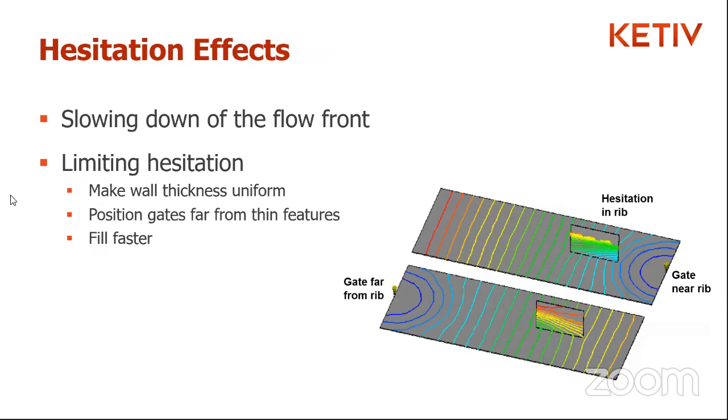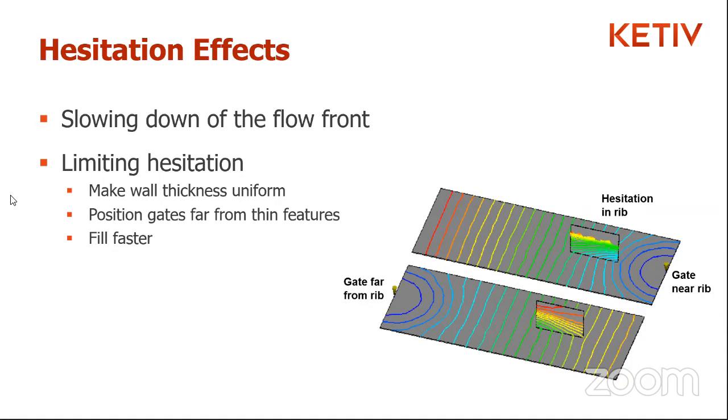Now you've also got things like hesitation effects, right? So it is exactly what it sounds like. The flow front kind of hesitates to flow through a certain region. The reasons for that may be varied. It could be your geometry, it could be your gate location, it could be a combination of a lot of different things.